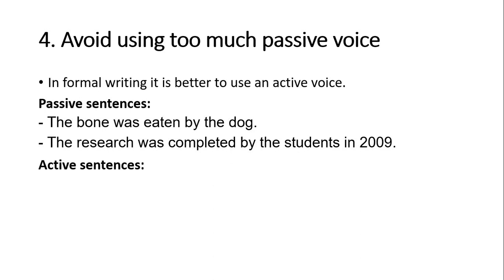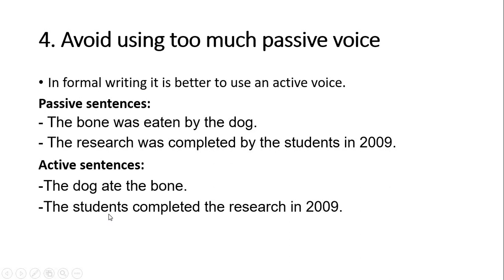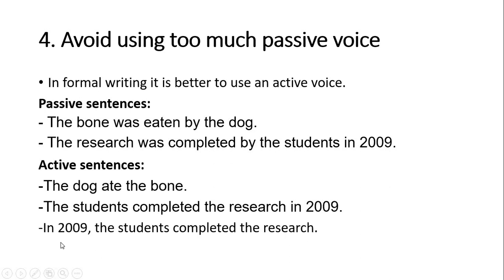So, active sentences. Example, the dog ate the bone. So, diri, the bone was eaten by the dog. Sa active sentences, the dog ate the bone. So, dapat kani ang gamiton. The students completed the research in 2009. Or, in 2009, the students completed the research. So, instead of kani, dapat kani ang gamiton. Para ma-active sentences siya.